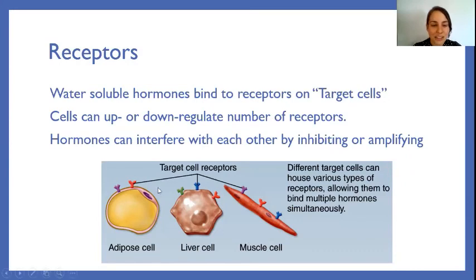This picture shows us an adipose cell with some target cell receptors on it, a liver cell, and a muscle cell. Each of these cell types is going to have different receptors on them. So a hormone may travel through the blood and be exposed to all of these cells, but might only bind to the adipose one.